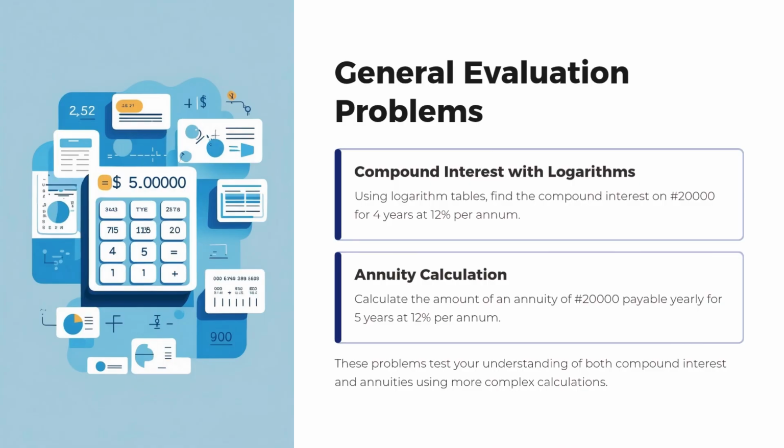General evaluation problems. Compound interest with logarithms. Using logarithm tables, find the compound interest on 20,000 naira for 4 years at 12% per annum. Annuity calculation. Calculate the amount of an annuity of 20,000 naira payable yearly for 5 years at 12% per annum. These problems test your understanding of both compound interest and annuities using more complex calculations.